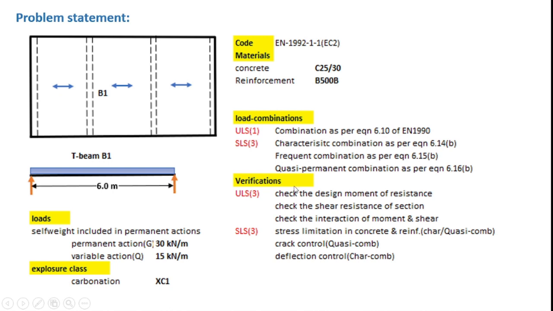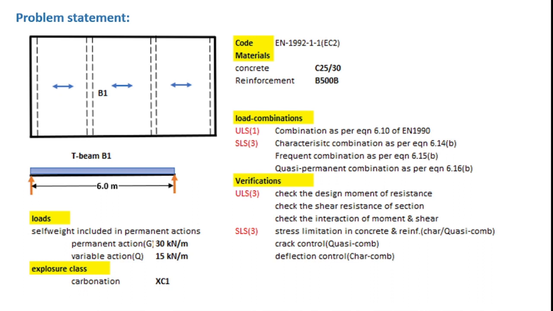Now the verifications will be performed both for the ULS and SLS. Under ULS, we shall perform three verifications, namely the check on the design moment of resistance, the shear capacity of the given section, and finally an interaction of the moment and shear. Regarding serviceability, we shall perform the stress limitation in concrete and reinforcement using both the characteristic and quasi-permanent combinations, the crack control using the quasi-permanent combination, and deflection control using the characteristic combination.